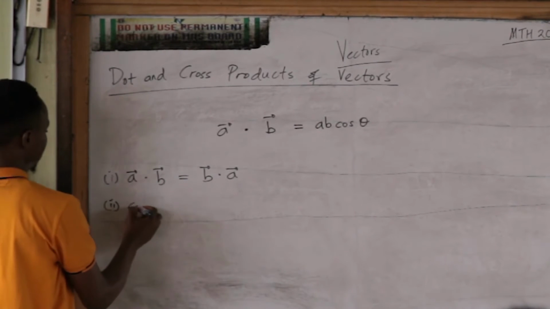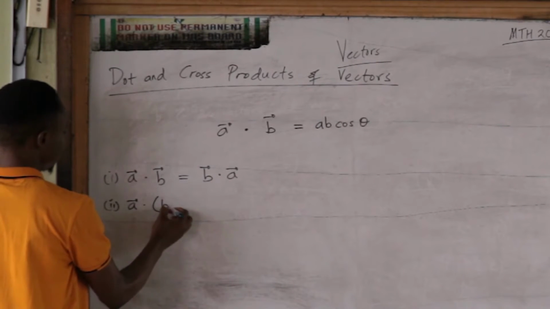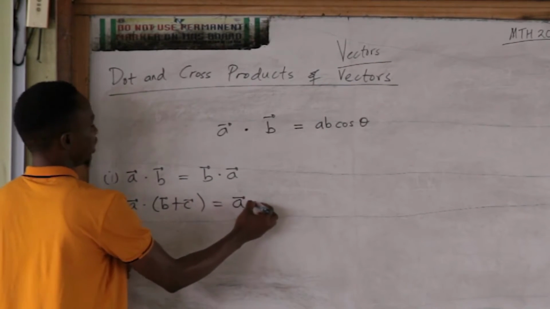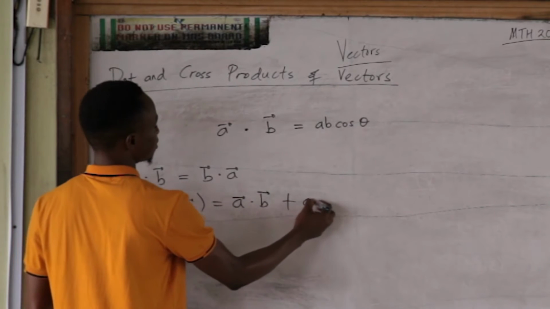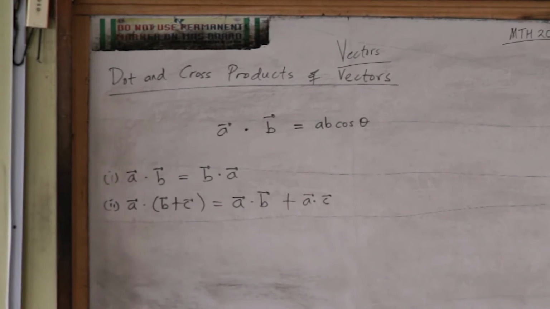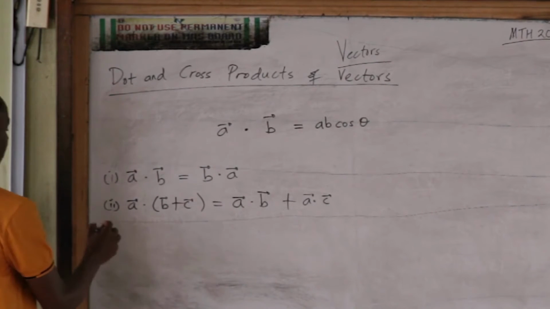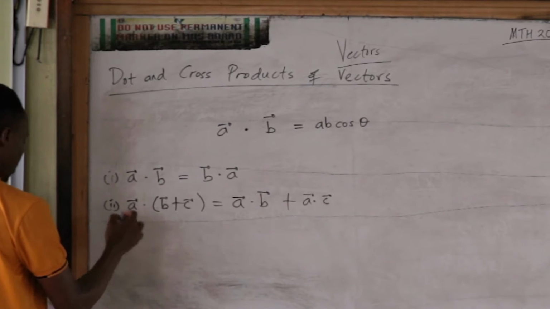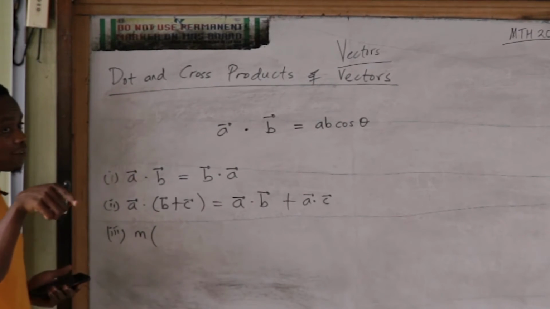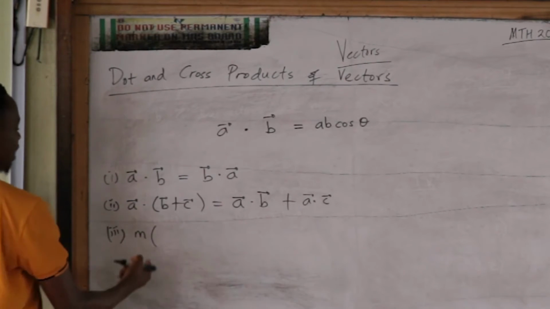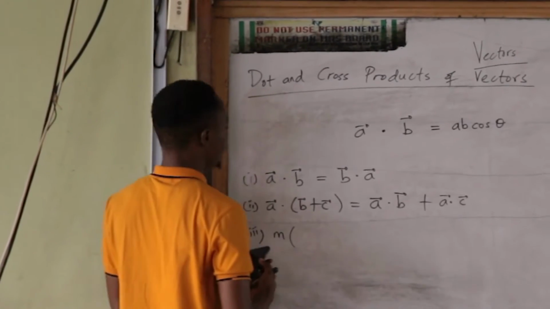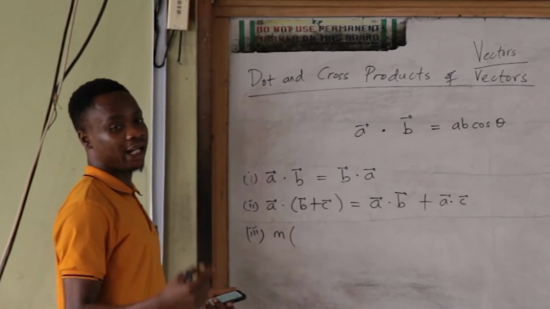And we have A dot (B plus C) equal to A dot B plus A dot C. That is, the dot product operation is distributive over addition. We also say that M, like we defined earlier in the first algebra I gave you, still has the same meaning here. A, B, C are vectors, M and N are scalars.